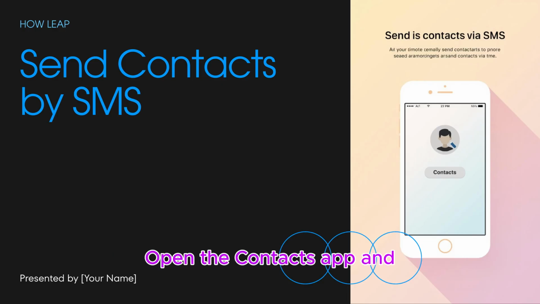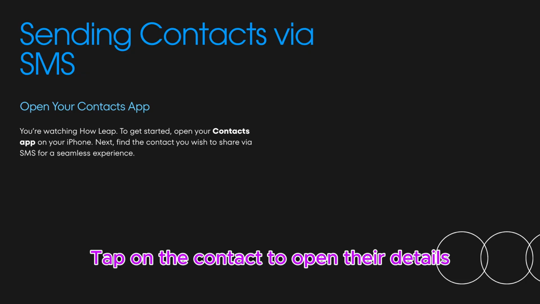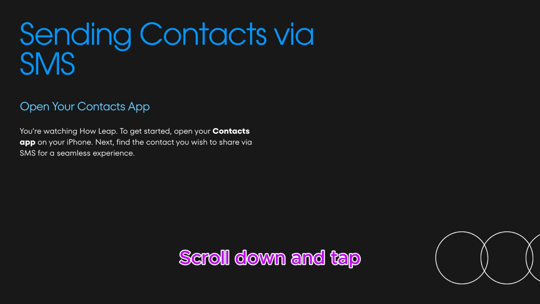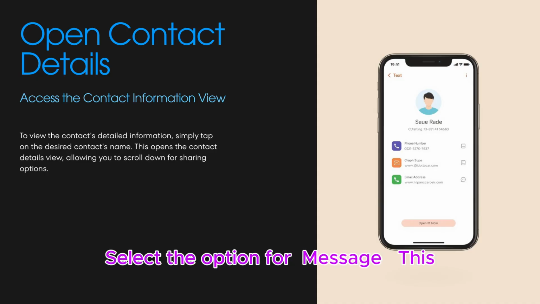Open the Contacts app and find the contact you want to share. Tap on the contact to open their details. Scroll down and tap Share Contact. A sharing menu will appear. Select the option for Message.